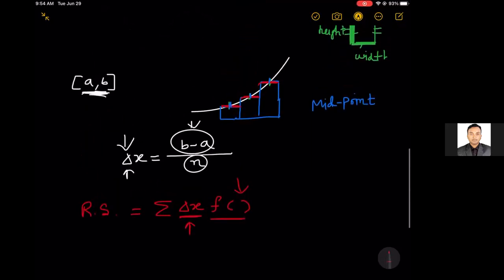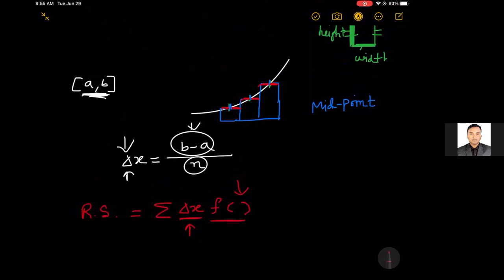Do you agree? Don't just trust me, okay? Try to understand why it's true, why I'm saying this. Because it definitely doesn't look like the area of a rectangle anyway, but it is, right?